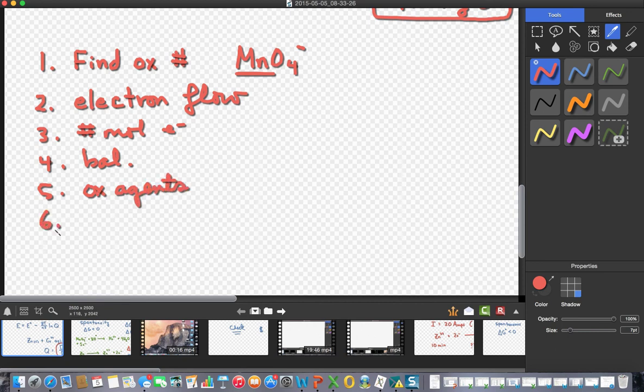Number 6, if you are given reduction potential data, determine an equation that's either in a galvanic cell or an electrolytic cell. You also need to, for number 7, be able to use a Nernst equation, just like we did earlier in this podcast. You need to know the relationship between electrical potential and delta G in a spontaneous and a non-spontaneous process. And finally, you need to be able to handle a Faraday's law electrolysis problem.